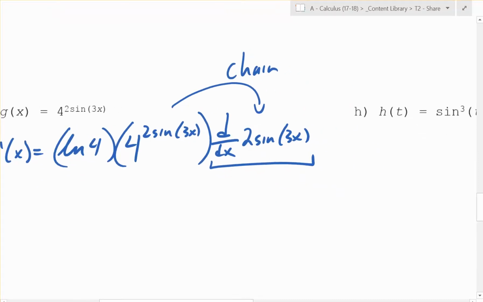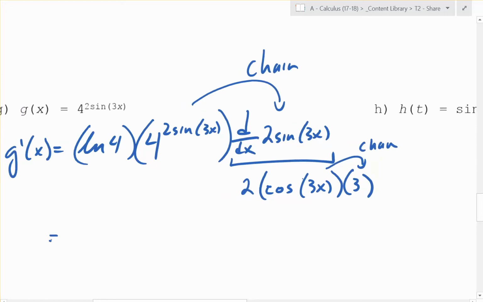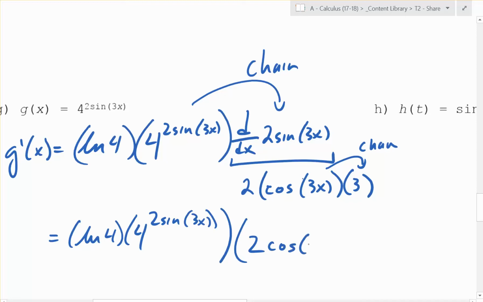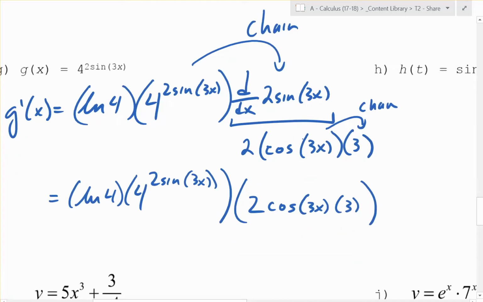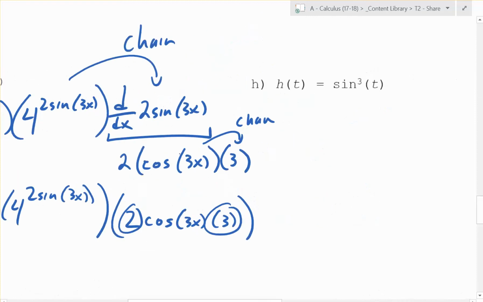To do this one, it's just going to be 2, the derivative of sine is cosine, so it's cosine 3x, but then we have to kick out a 3 because of the chain rule. So actually this is the chain rule twice. So the final answer here would be ln 4 times 4 to the 2 sine of 3x times 2 cosine 3x times 3. You can make that a 6. And again, you can group these together, multiply these together, make it a 6. But so you had to use the chain rule twice there.